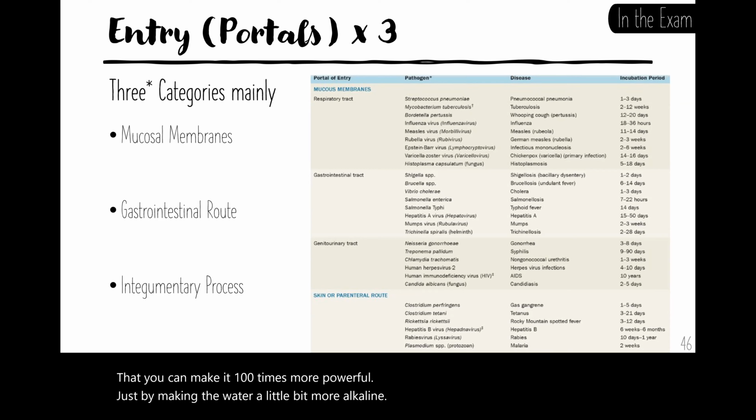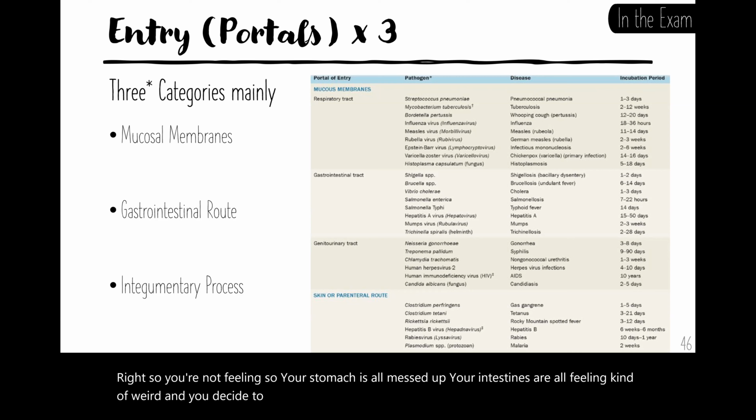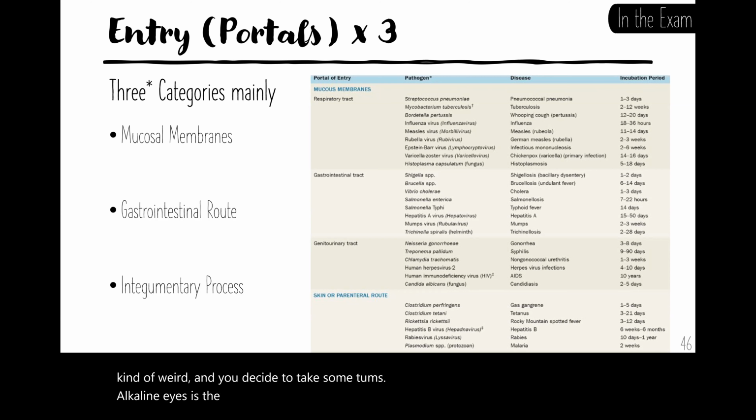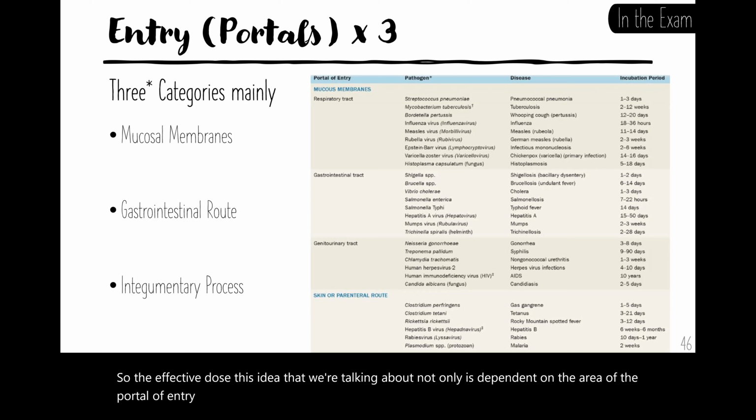So think about that, right? You're not feeling so well, your stomach is all messed up, your intestines are feeling kind of weird, and you decide to take some Tums, something that alkalinizes the environment, and you make cholera worse. So the infective dose, this ID that we're talking about, is dependent not only on the area of the portal of entry more than anything else, but also on its environment. So we have to be very concerned about what we expose to these particular agents.